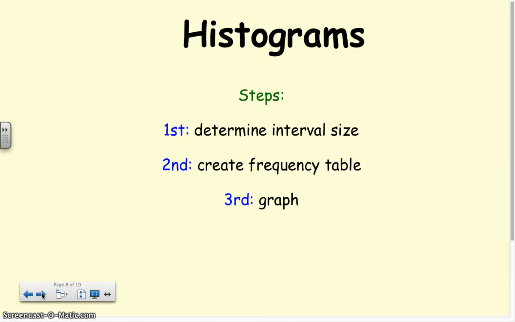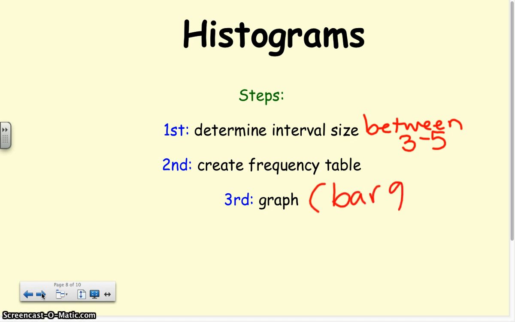All right, histograms, our next concept with 12.2. Our steps with histograms: determine your interval size. And you want to make sure that the interval size gives you between 3 and 5 intervals. Then we're going to create a frequency table, and then we'll graph. And when I say graph, that means a bar graph. The hardest part of this is step 1, determining interval size. But we're going to jump right in and take a look.